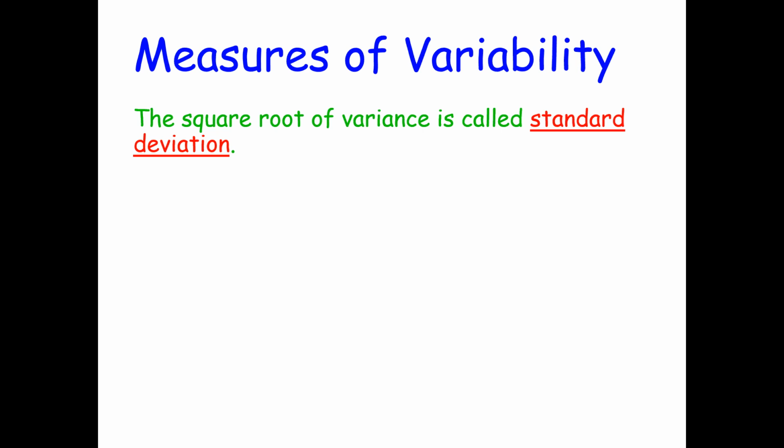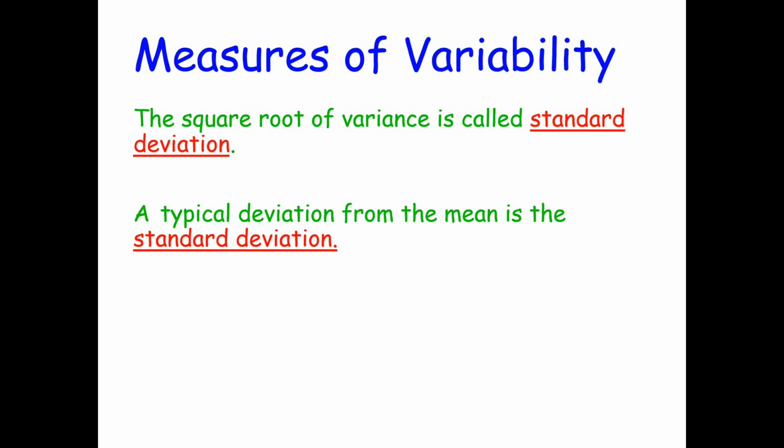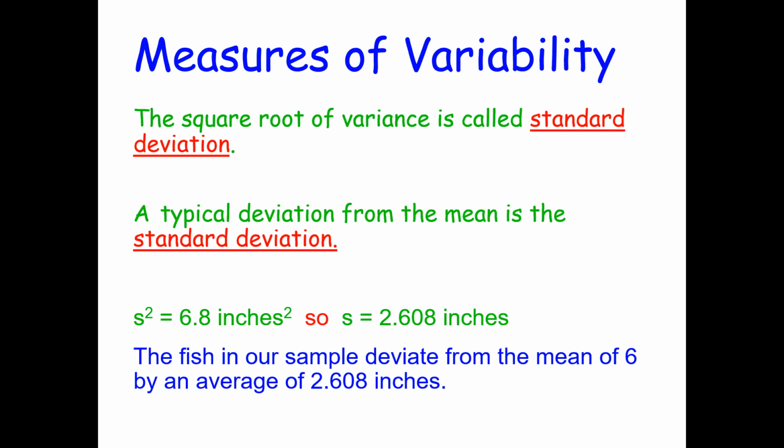Now the square root of variance is what we call standard deviation. A typical deviation from the mean is what we call the standard deviation. That's what that is. So here we have our variance squared is 6.8 inches squared. So our s, or our standard deviation for our sample, is 2.608 inches. The fish in our sample deviate from the mean of 6 by an average of 2.608 inches.